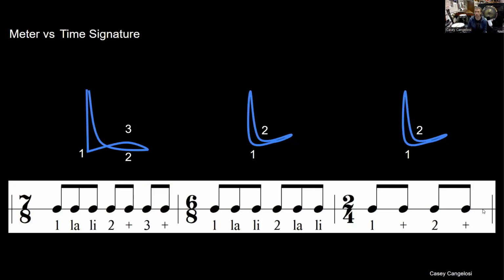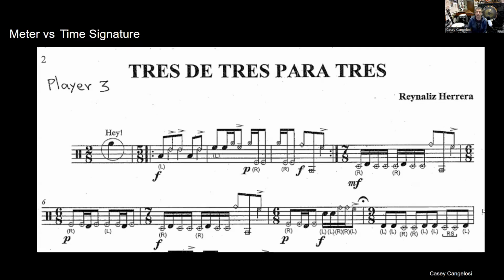This even works for mixed meter music that is alternating. So in this example, 1 la li, 2 and 3 and 1 la li, 2 la li, 1 and 2 and. One more time, that would be 1 la li, 2 and 3 and 1 la li, 2 la li, 1 and 2 and. So let's look at this applied to a real piece of music.